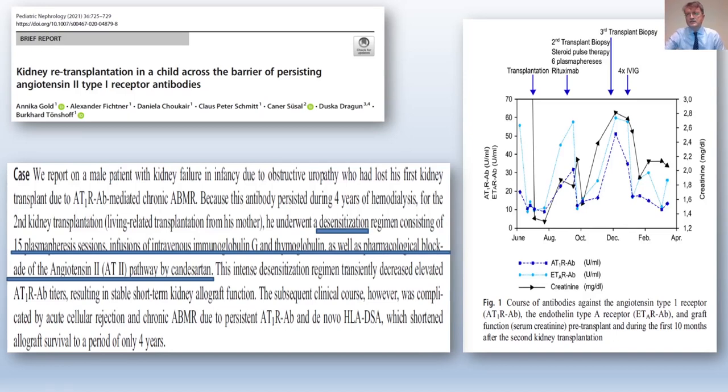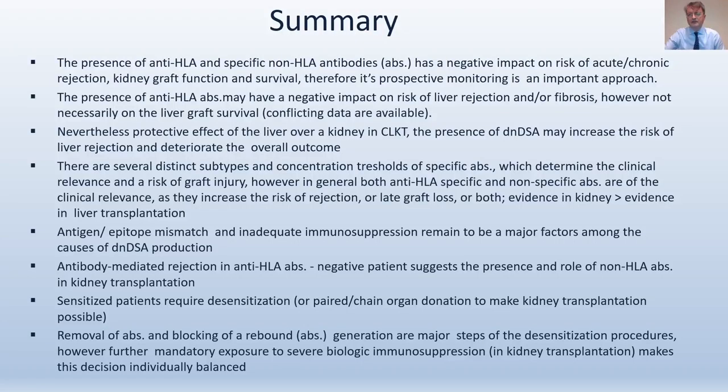So it shows that we can do it and have success in the short term. However, we still must face the rebound of production of certain antibodies, HLA or non-HLA, and the final outcome may not be as good as we want. So in summary, the presence of anti-HLA and specific non-HLA antibodies has a negative impact on the risk of acute or chronic rejection, kidney graft survival, and function. Therefore, prospective monitoring is an important approach.